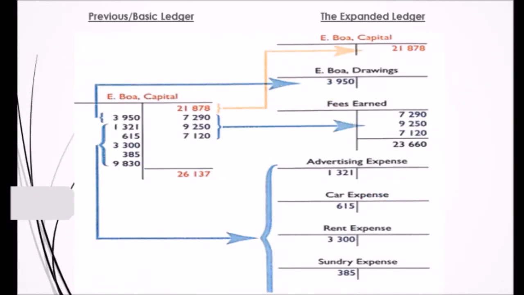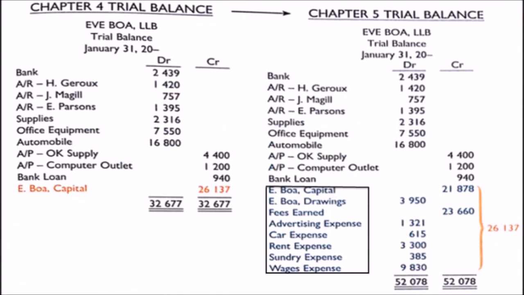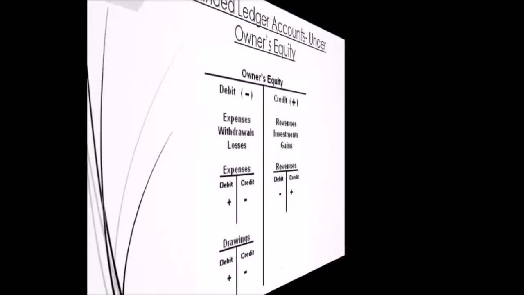With the basic ledger, the owner's equity section was integrated into one capital account. Through the expanded ledger, the owner's equity section is split into different accounts: capital, drawings, fees earned, which is revenue, and different types of expenses. With the previous trial balance, you can see that only one capital account was used under the owner's equity section. Through the expanded ledger, there are now additional accounts under owner's equity and not only one capital account.